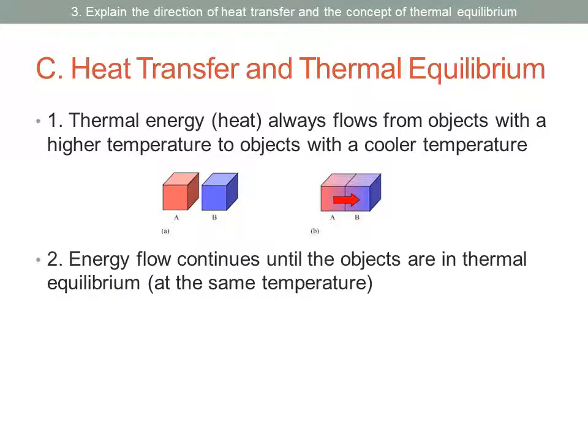Now this is going to continue until both of the blocks are in thermal equilibrium. In other words, they're at the same temperature. That's what thermal equilibrium means. Once that is reached, notice the color of both blocks is now the same. They are now more of a purple shade, a combination of red and blue. The heat flow has stopped because they are in thermal equilibrium.